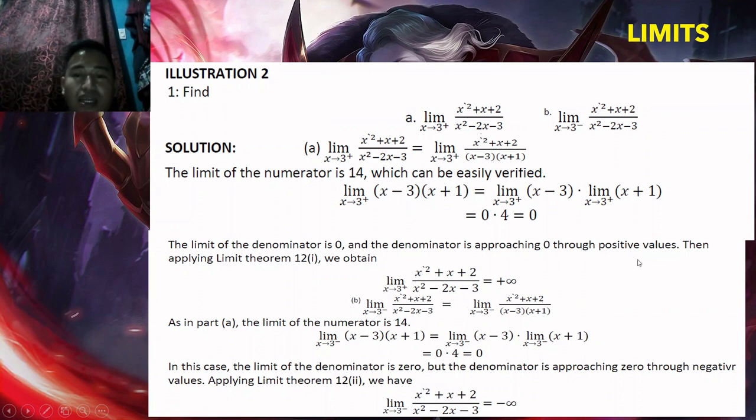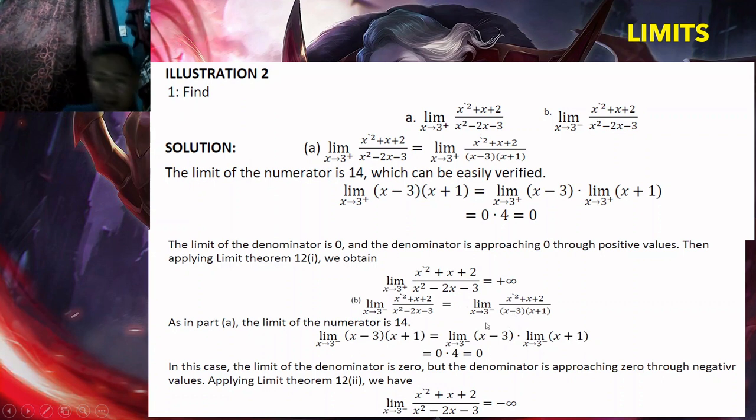So, try lang ta og isa ka point. Since that is 3 plus, so dapat dako ni 3. Kung 3 minus, gamay ni 3, so mga 2.9, itong i-substitute. I-try lang nato nga number para makuha nato kung unsa yung sign. No? Okay. Again, letter B, kanisya, same. Ang limit sa numerator is 14, and then ang limit sa denominator again is 0. Okay. Here, this is 3 minus.